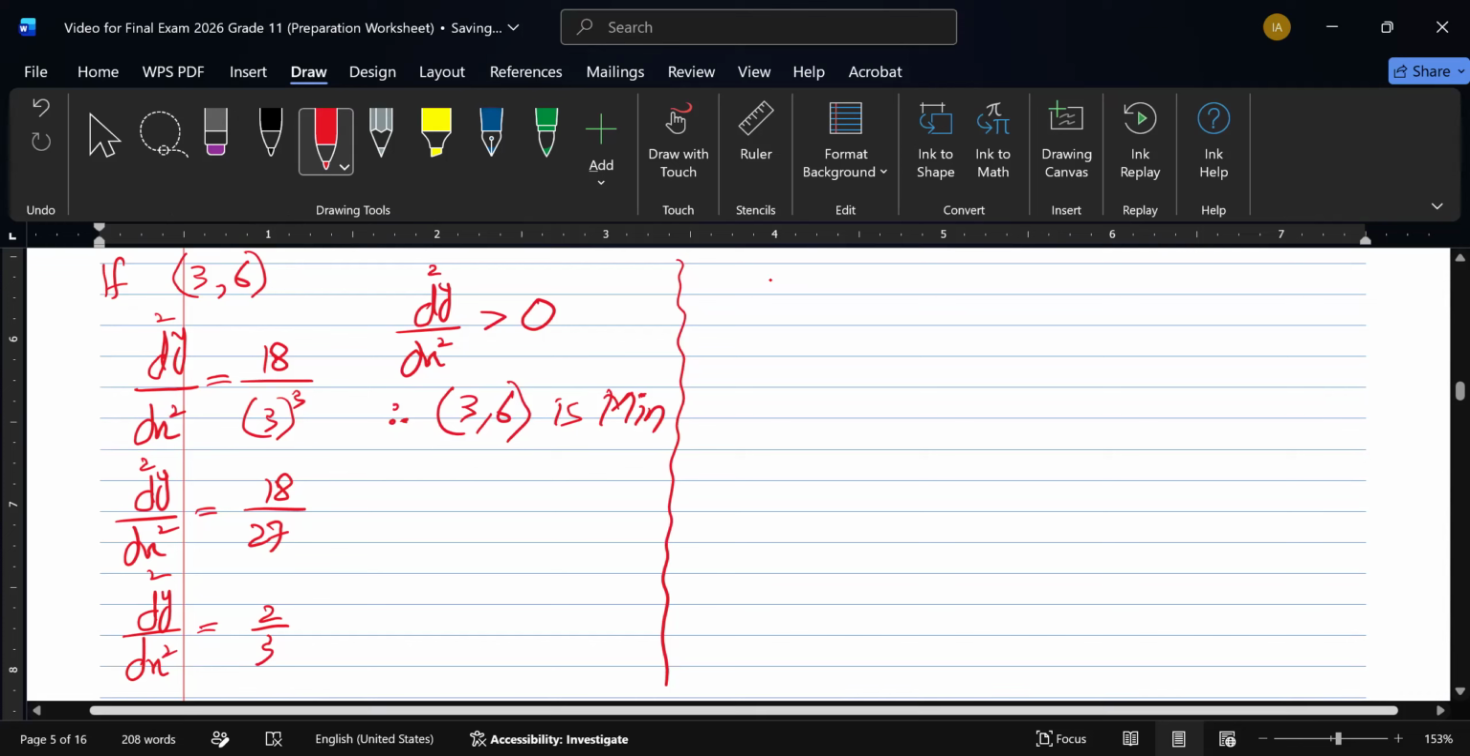Similarly, we take the next point, which is minus 3 and minus 6, and substitute similarly in the second derivative to check the nature of the point. So it's 18 divided by minus 3 power 3.